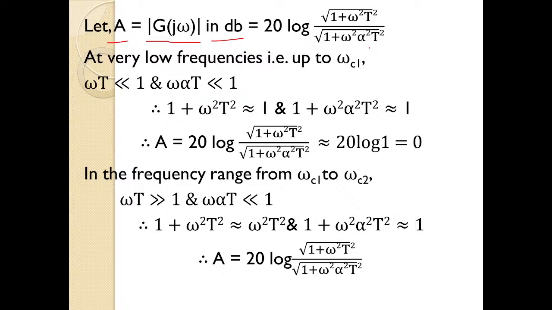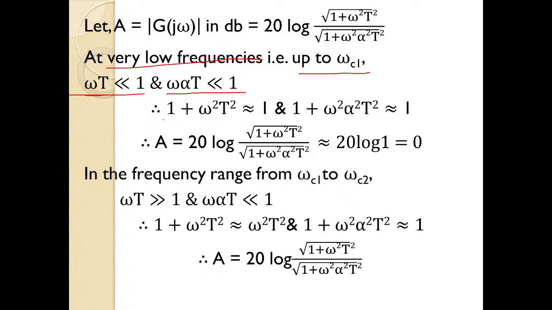So A is equal to magnitude in decibels, that is 20 log root of 1 plus omega square T square by root of 1 plus omega square alpha square T square. Now at very low frequencies, that is omega less than omega C1, omega T will be very less than 1 and omega alpha T will also be very less than 1.